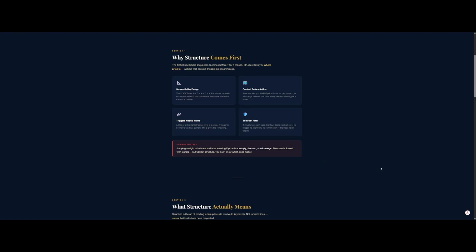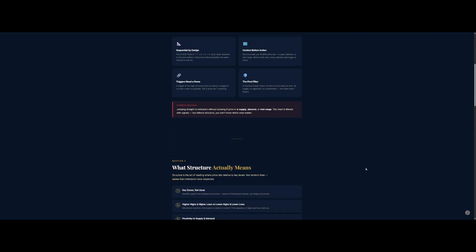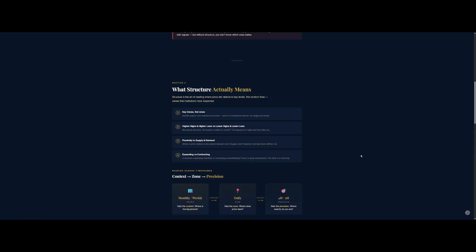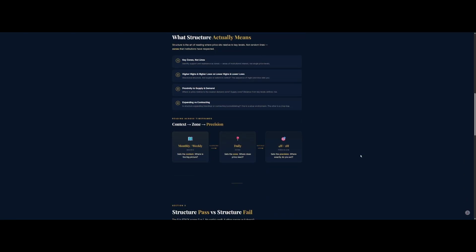What does structure actually mean? Identifying key support and resistance levels, not lines, but zones. Higher highs and higher lows versus lower highs and lower lows. Where is price relative to the nearest demand zone or supply zone? Is structure expanding, trending, contracting, or consolidating? Reading structure across time frames: monthly sets the context, daily sets the zone, the 4-hour and 2-hour set the precision.